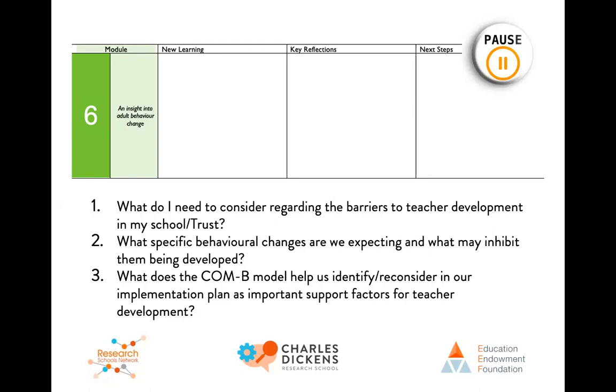What do you need to consider regarding the barriers to staff development? What are the specific behavioural changes that you're expecting, and what might inhibit those? And how does the COMBI model help you to identify or reconsider in your plan important factors for staff development? So before we finish off the session, I'm going to invite you to pause here and complete your notes in that reflective journal.